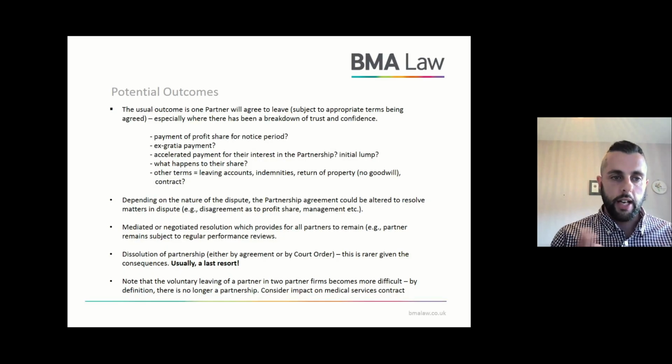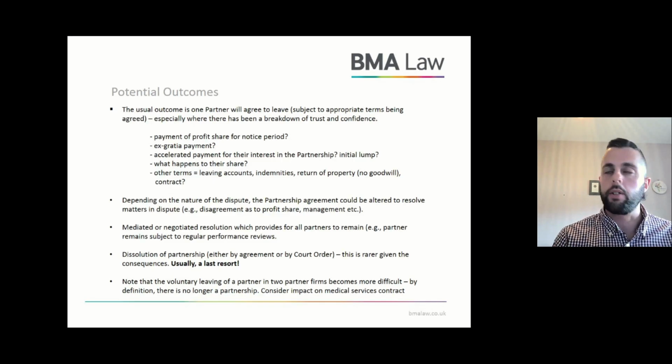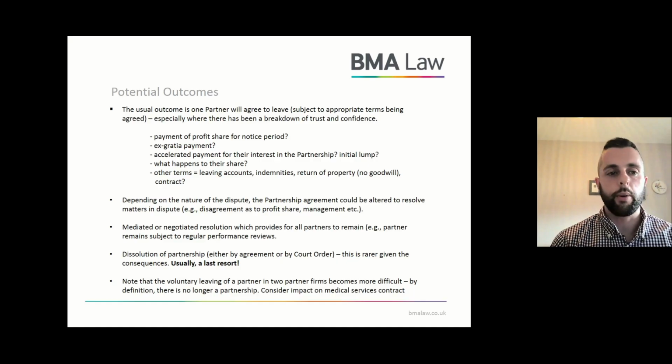So depending on the nature of the dispute, certainly if it's a dispute around an expulsion or around retirement or something like that, the usual outcome is that one of the partners will leave, usually the partner who has been expelled and has possibly been challenging that. And that would be subject to appropriate terms being agreed. That's especially the case where there's been a breakdown of the trust and confidence between the partners. And so what you'd be looking at is possibly getting into some sort of negotiation process whereby offers are exchanged, and there may be things that are offered that are beyond the monetary side of things.